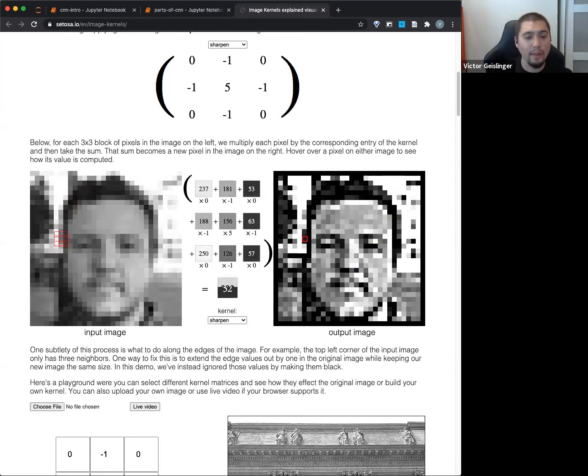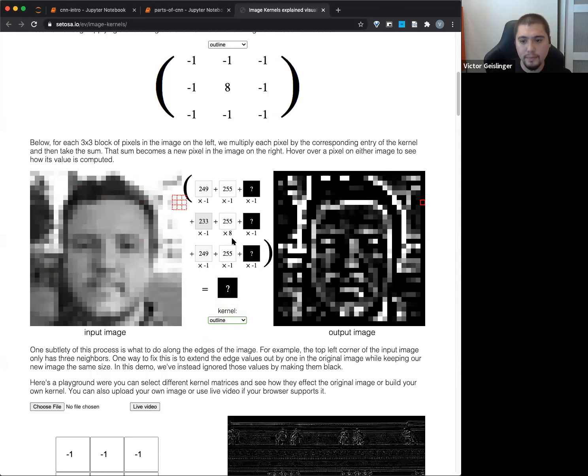And all it's defined as is: take the pixel in the top left corner, multiply it by 0, add the next pixel over multiplied by -1, and so on. You can see this pattern right here, right? Then if you change this to, for example, outline, you can see these values change, and it changes what kind of pattern we're detecting.